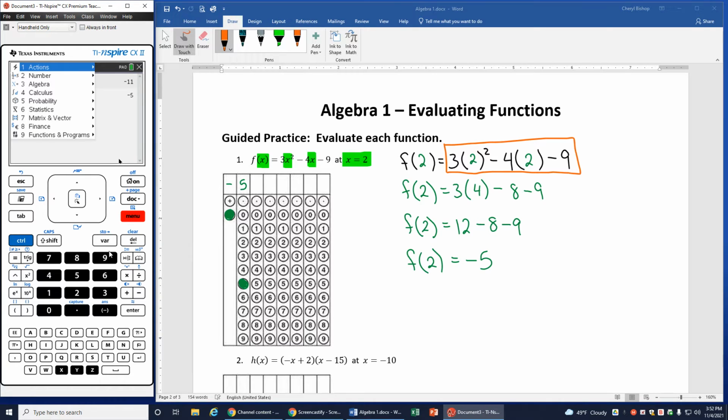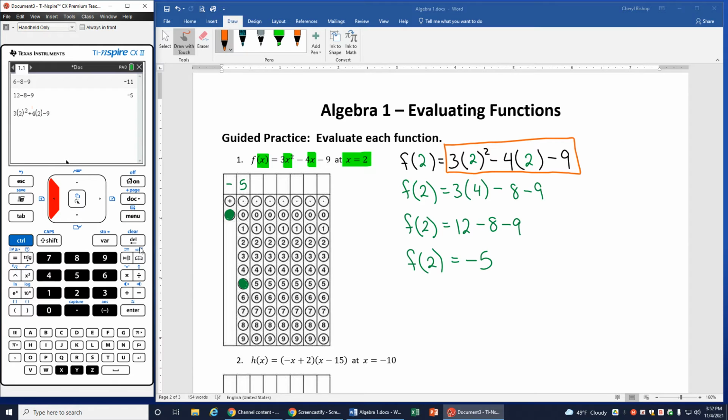Okay? I'm going to escape from there. I'm going to type in 3 parentheses and then that 2, close the parentheses, squared minus 4 parentheses 2 parentheses minus 9. So you can see this side right here looks exactly like what I am evaluating. I have my 3, my 2, my squared, plus, oops, I don't have a plus, right? I have accidentally put a plus, and it should be a minus.